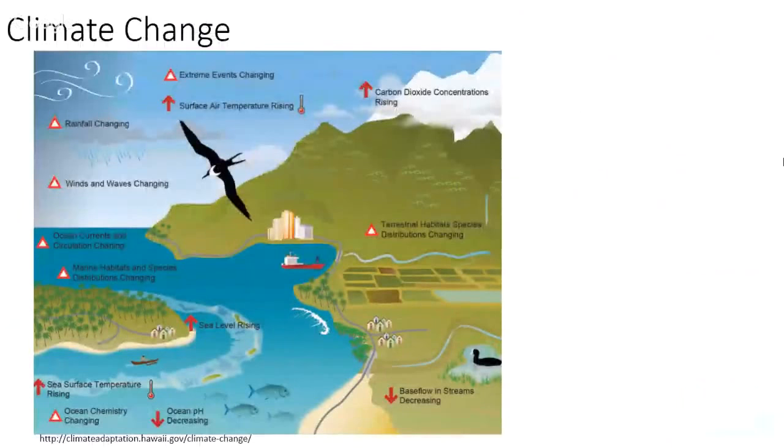So first of all, what is climate change? Well, climate change is just long-term changes in the global weather, which can include changes in temperature, wind, and rainfall. And these can be caused by gases such as CO2. Now, climate change impacts both land and sea, as seen in this picture.